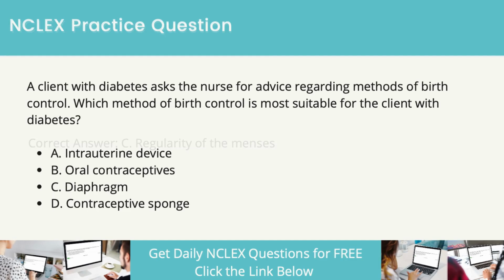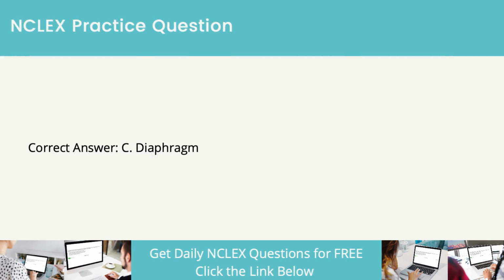A client with diabetes asks the nurse for advice regarding methods of birth control. Which method of birth control is most suitable for the client with diabetes? Intrauterine device. Oral contraceptives. Diaphragm. Contraceptive sponge. The correct answer is diaphragm.